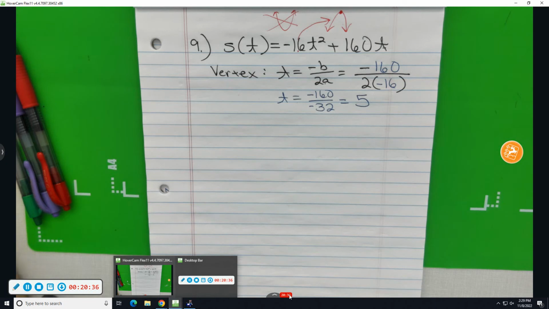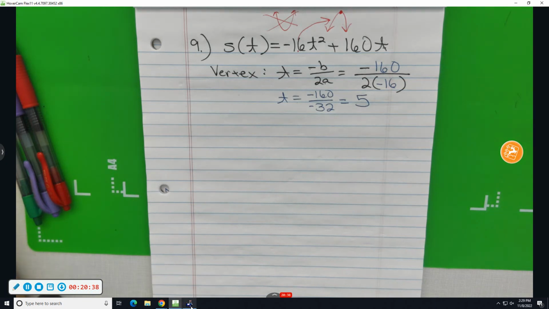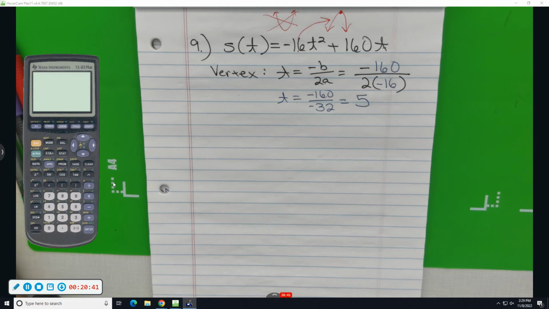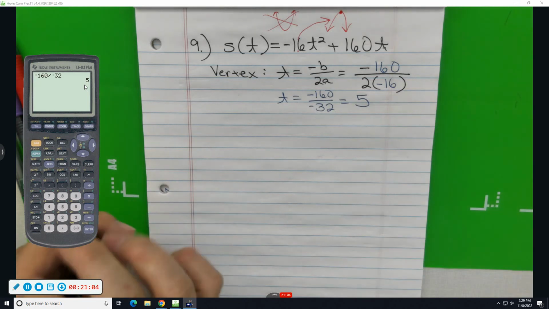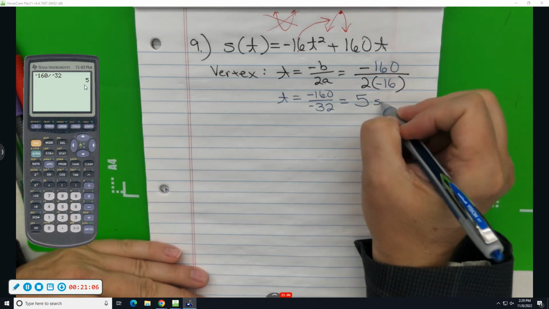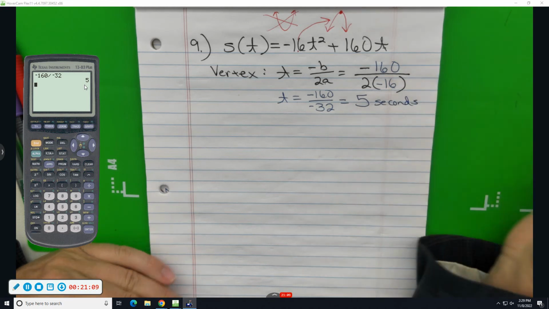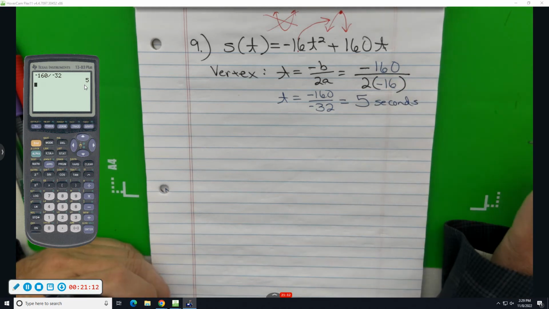Negative 160 divided by negative 32. Let me turn the calculator on and clear that off. Sure enough, that's giving me 5. And that's not 5 feet. That's 5 seconds. That object went up in the air for 5 seconds. It reached a maximum height, and then it started to fall back to Earth.